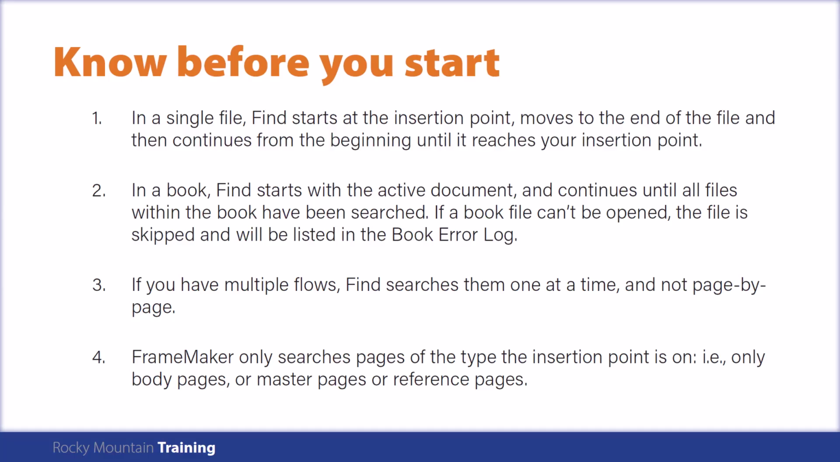And finally, and this is something I didn't understand for a while, FrameMaker is only going to search the type of page you're on. So if you're on body pages, when you initiate a Find and Change, it's going to search the body pages for that topic you're looking for. Master pages only search on master pages, and if you're on reference pages, it's only searching the reference pages. These are good things to understand before you get too far into this.